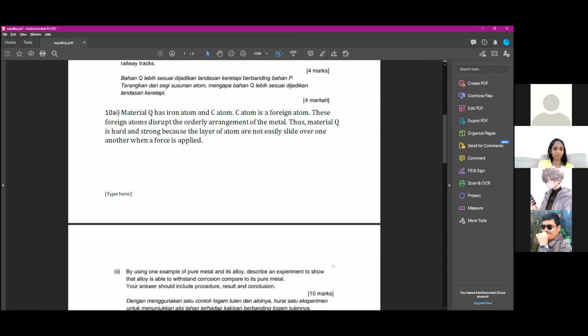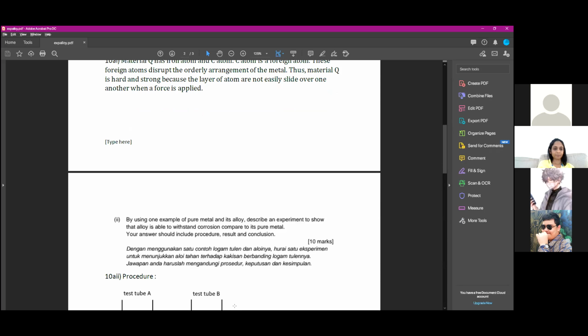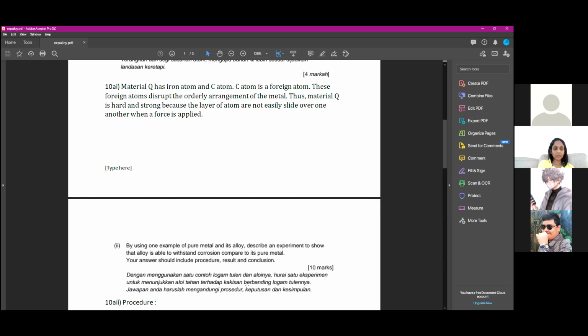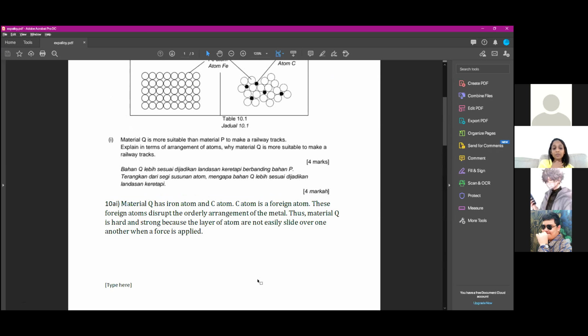Okay, for question 2 is Hakimi. Can I go back to question 1? Okay, so in his first line, material Q has iron atoms and C atoms. Can you add another point there?